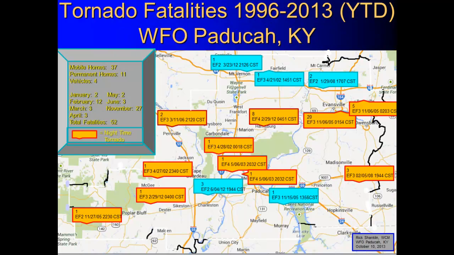I wanted to show you a breakdown of the number of deaths that we've had in our county warning area since 1996. We've had a total of 52 deaths, and they have occurred in several months of the year, but the highest number of deaths occurred in the months of November and February. Most have occurred in mobile homes, and the ones highlighted in the orangish-yellow color occurred at night. So quite a number of people have died during nighttime tornadoes.